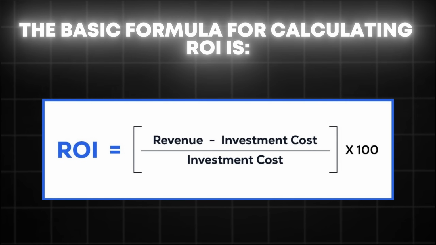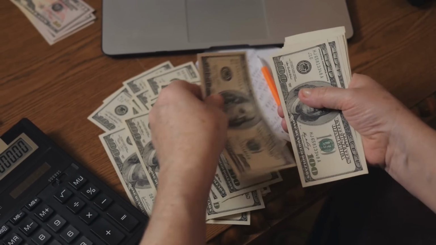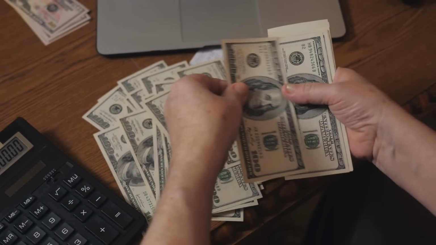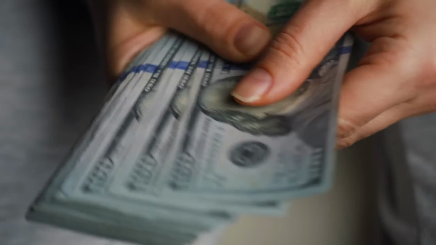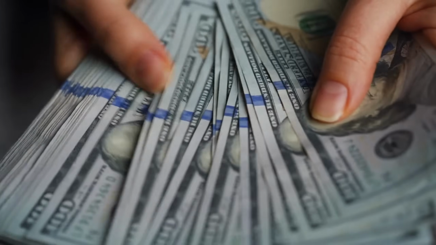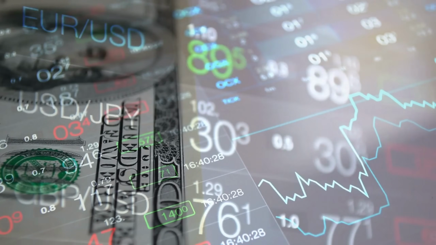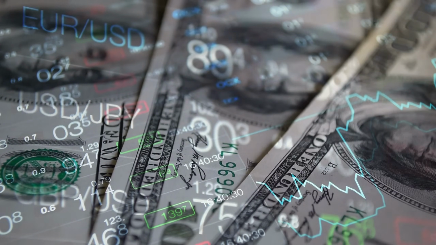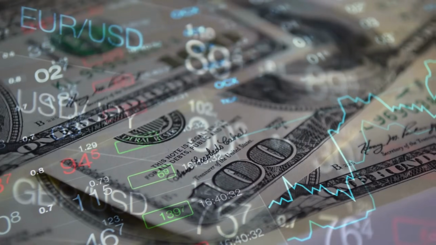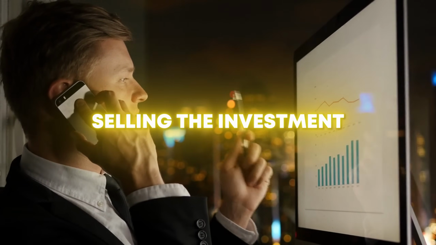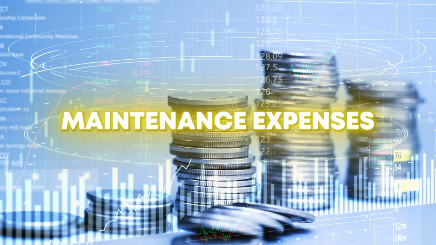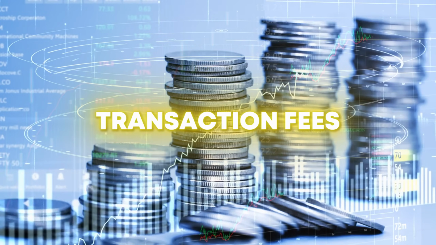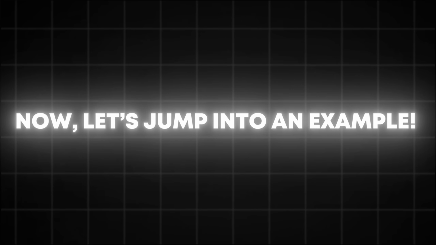In this formula, gain from investment represents the total return or benefit you received from the investment. This could include rental income, capital appreciation, or other financial benefits. Cost of investment includes all costs associated with acquiring, maintaining, and selling the investment, such as purchase price, maintenance expenses, taxes, and transaction fees. Now, let's jump into an example.